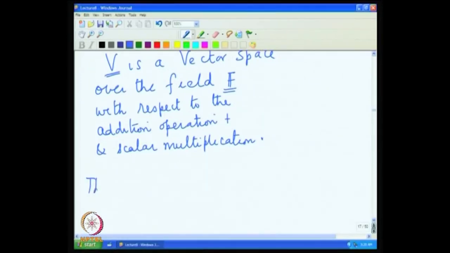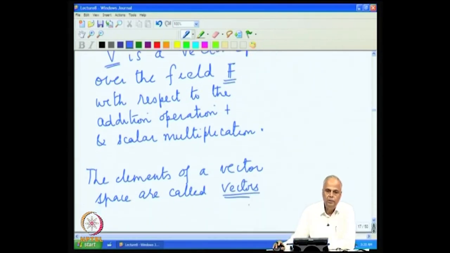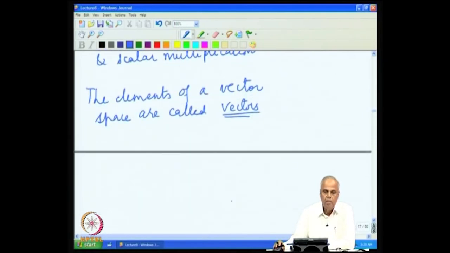We will just call the elements of a vector space vectors. We shall see in the next lecture a number of examples of vector spaces. Many of these examples we will encounter in some problem or the other in physics or engineering or in mathematics. We shall be looking at the examples in the next class.